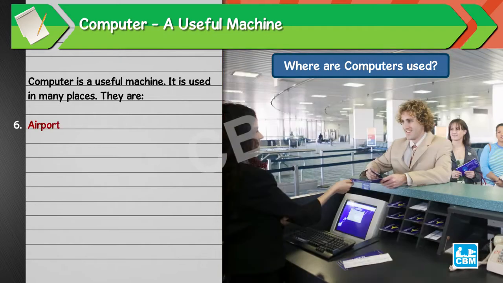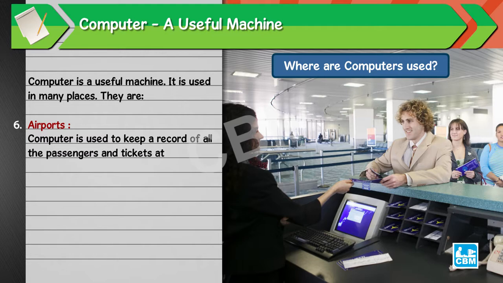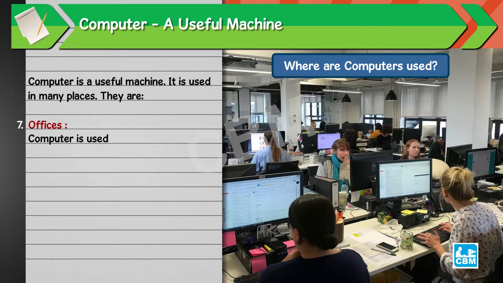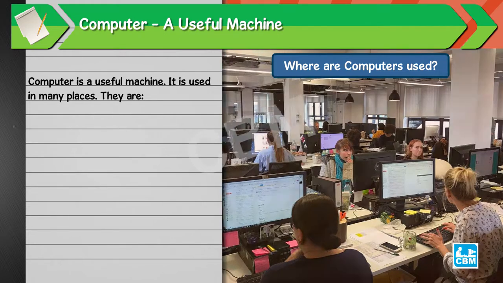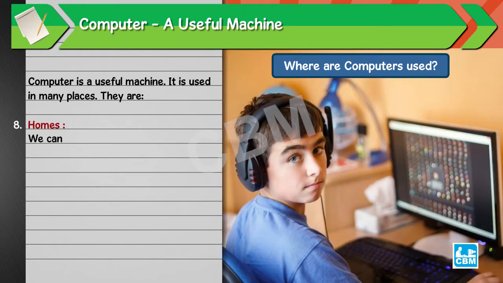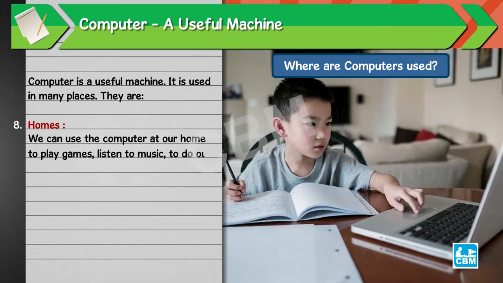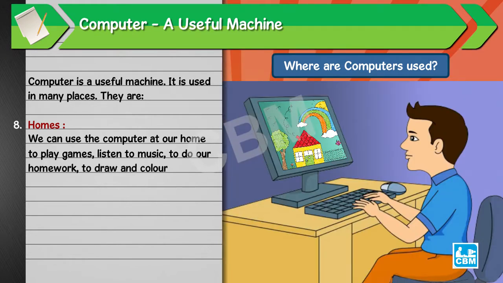6. Airports. Computer is used to keep a record of all the passengers and tickets at the airport. 7. Offices. Computer is used to do work in offices. 8. Homes. We can use the computer at our home to play games, listen to music, to do our homework, to draw and color pictures.